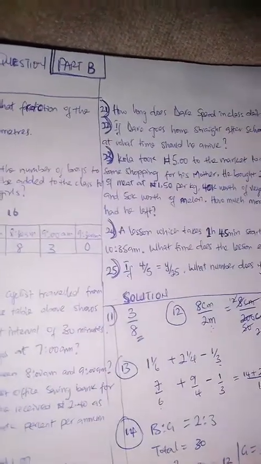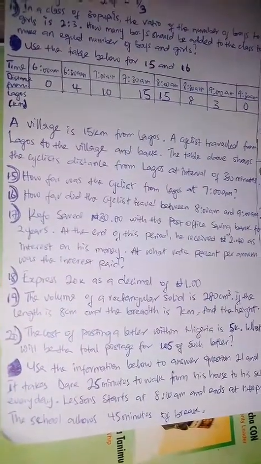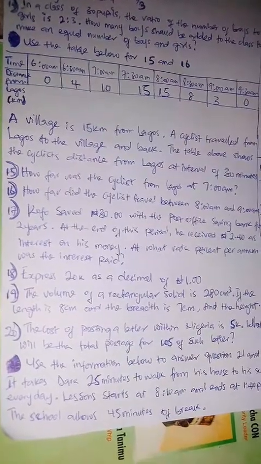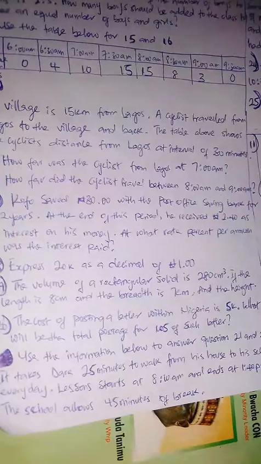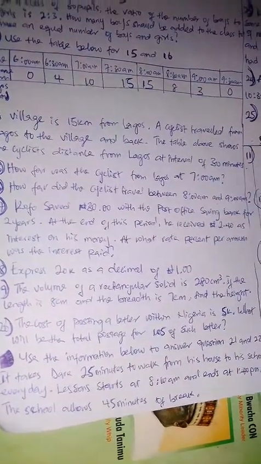Okay, number 20 question. So what I just need here is the volume of a cuboid, then apply your parameters inside. The cost of posting a letter within Nigeria is 5 kobo. What will be the total postage for 105 of such letters?